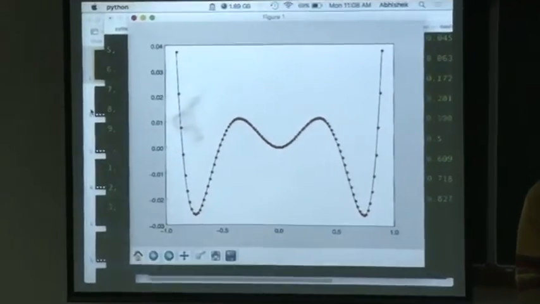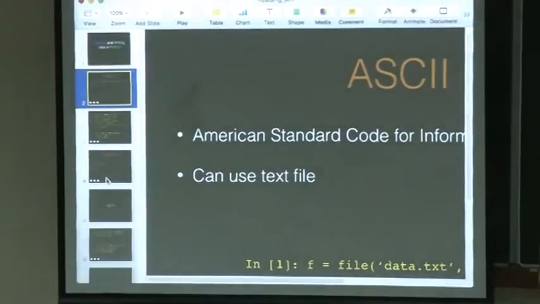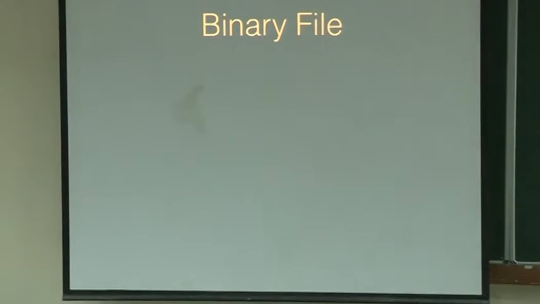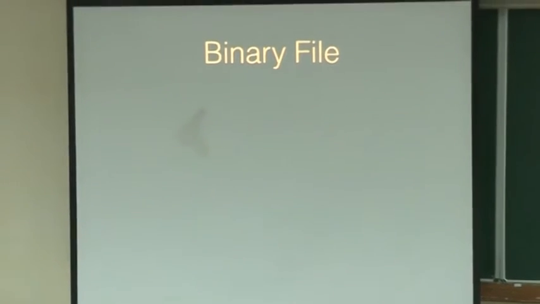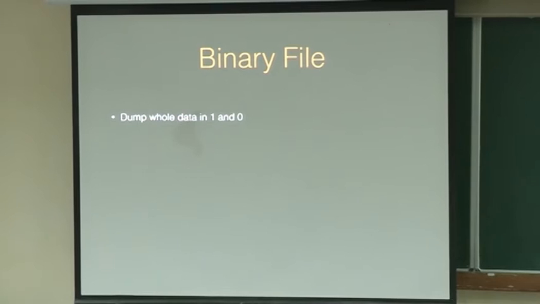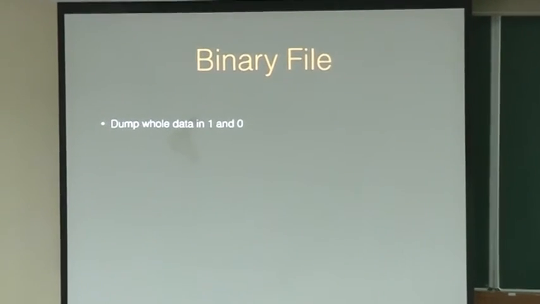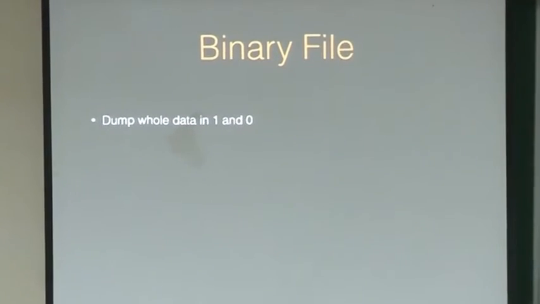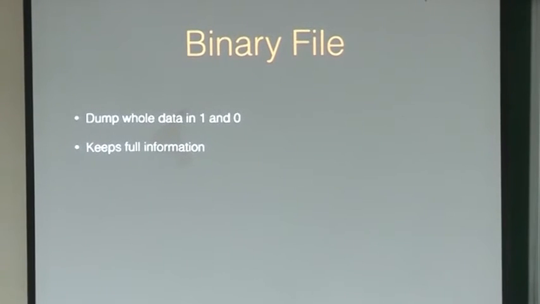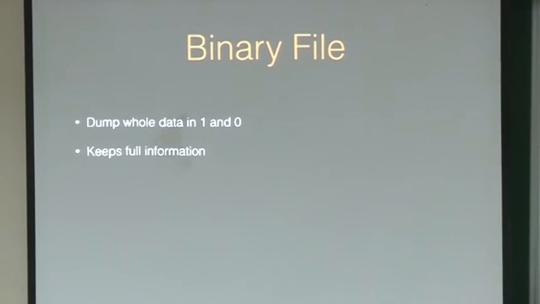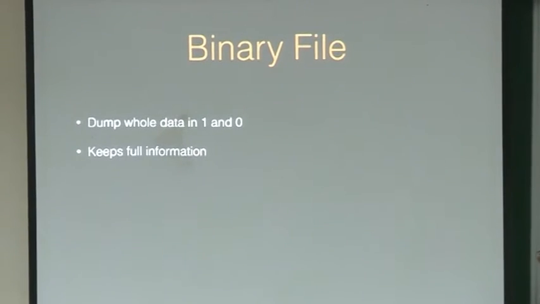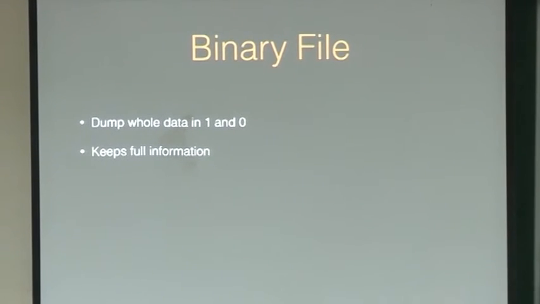Next is about the binary file. Another format is to write in binary. In binary it dumps the whole data in ones and zeros. Computers understand the binary system, so it writes everything in ones and zeros. It keeps the full information of the data. I will give you an example to show how it gives the full information.